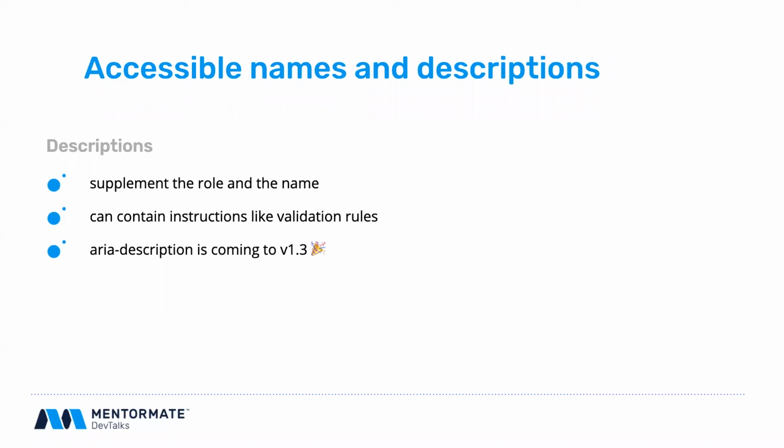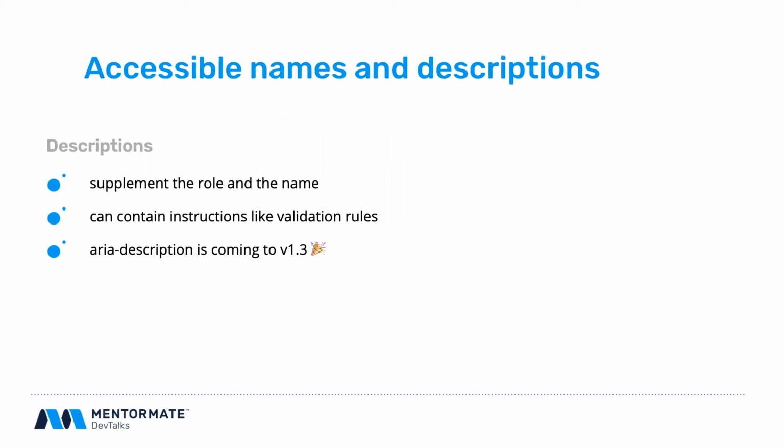As far as descriptions are concerned, they supplement the role and the name or the label. They can contain instructions like validation rules, for example. During signup, you would have specific password requirements for users, and you put those validation rules in a description field. In our case, that's ARIA described by. You would have an accessible password field without users having to guess what sort of special characters they would have to include.